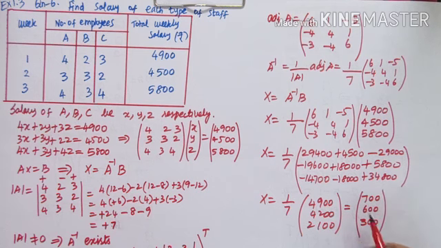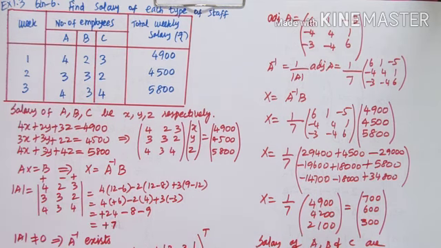So we get 700, 600 and 300. From this, the salary of A, B and C are X equal to rupees 700, Y equal to rupees 600 and Z equal to rupees 300, and that is the answer.